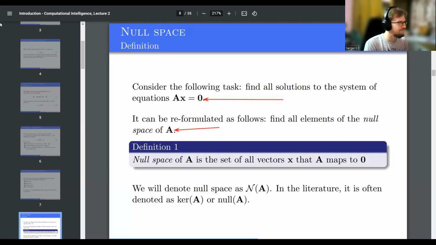So, null space of A is a set of all vectors x that A maps to 0. So it is a set of all x such that Ax equal to 0. That's it. That is what null space is. Though denoted as N(A), often it is denoted as kernel of A, or like this. We call it sometimes kernel of the linear operator, which is popular.